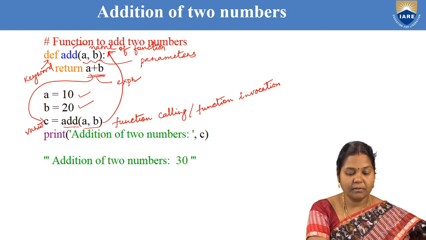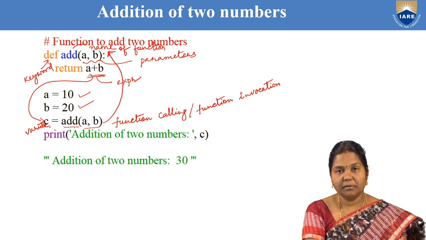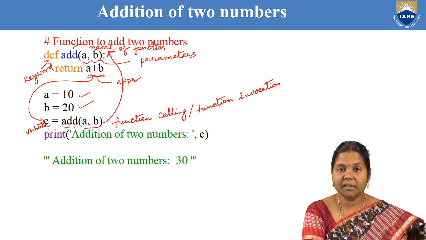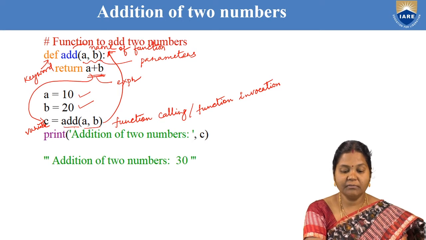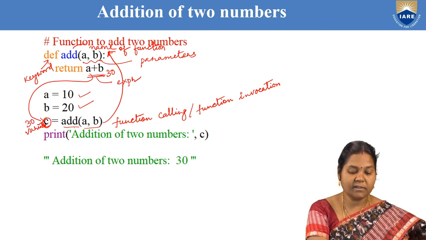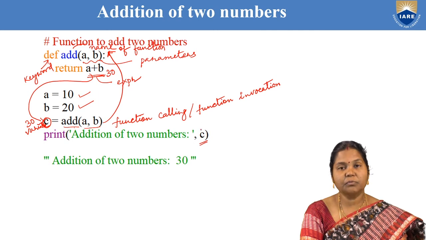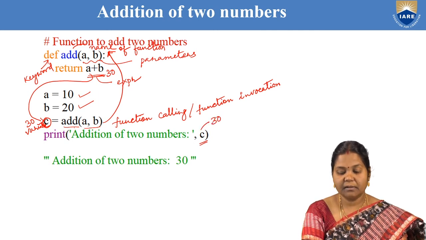So for that I have assigned a variable. This variable I have assigned to store the return value from the function. So C is the variable which stores the return value from the function. The return value is a plus b, which is nothing but 10 plus 20, which is 30. So C contains the return value 30 here. Now when you print the addition of two numbers, you will get 30 here.